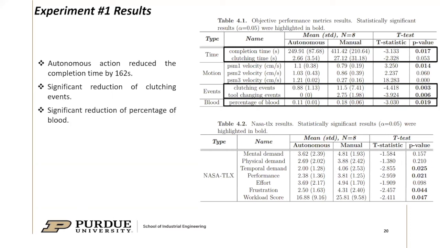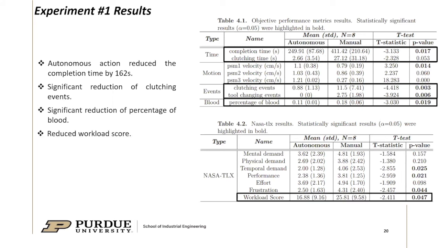We also saw a significant reduction of the percentage of blood detected, meaning our autonomous system was more effective at cleaning the blood in the surgical field than the user who was doing both of the tasks at the same time. Finally, we saw a reduced workload score. The TLX has 6 dimensions to evaluate mental demands. At the end, you can have an overall workload score that represents the perceived demands in each of the conditions. So here, people were more comfortable working with the autonomous condition.